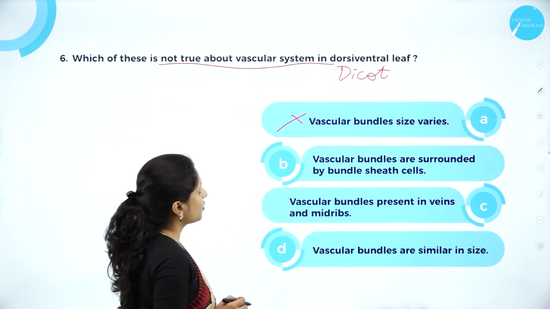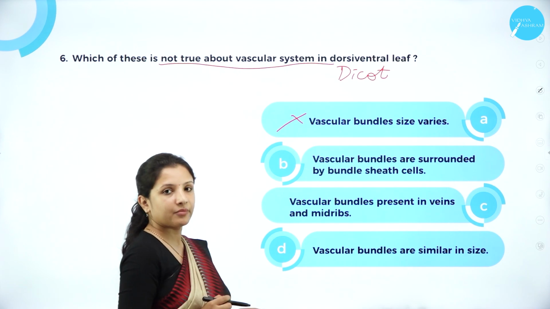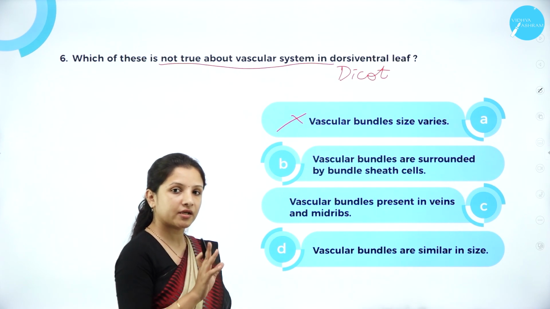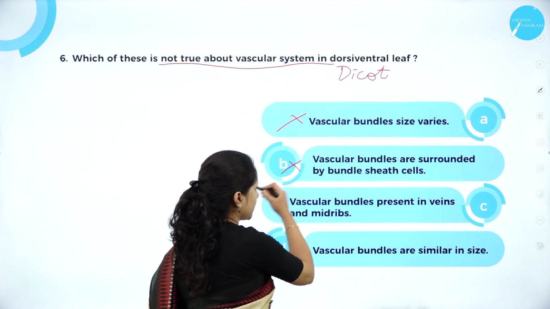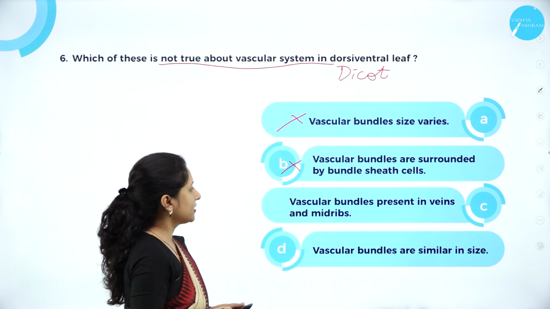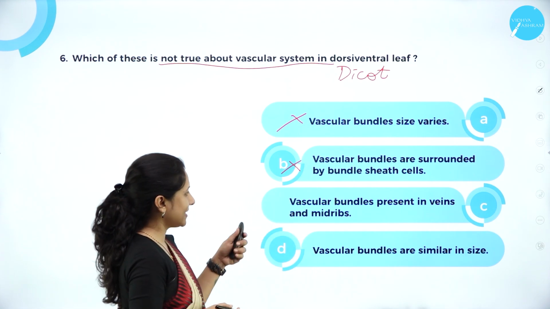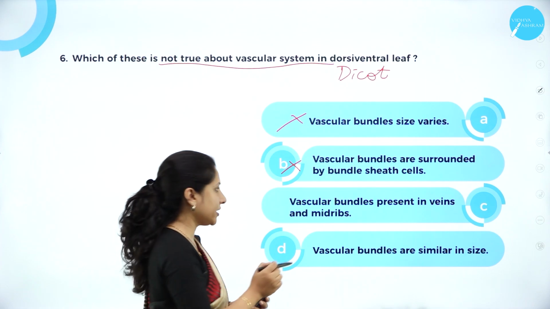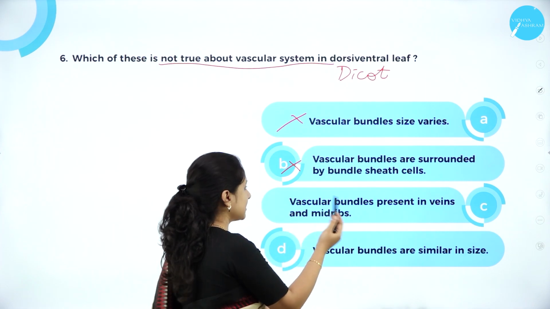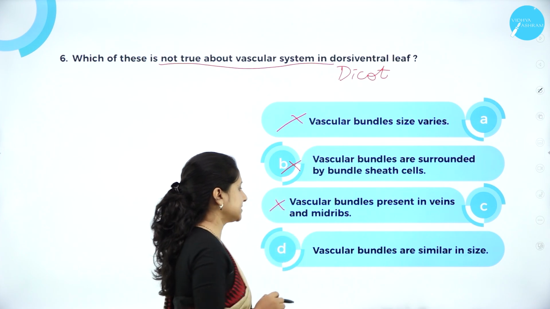Vascular bundles are surrounded by bundle sheath. Yes, the vascular bundles are surrounded by bundle sheath in the case of dicot leaf. So this statement cannot be considered. Vascular bundles present in veins and midribs. Yes, vascular bundles are present in the veins and the midribs. They are distributed in the veins and the midrib. This option cannot be selected.